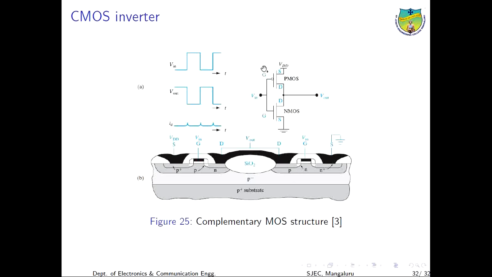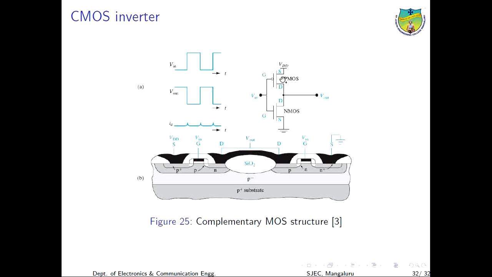This is the circuit diagram over here on the top. You can see there is a PMOS transistor and then there is an NMOS transistor. The gate terminal of the PMOS transistor is connected to the gate terminal of the NMOS transistor in this particular inverter circuit. Then the drain terminal of the PMOS transistor is connected to the drain terminal of the NMOS transistor, and that is connected to the output. The gate terminals of the PMOS and the NMOS are connected to the input.